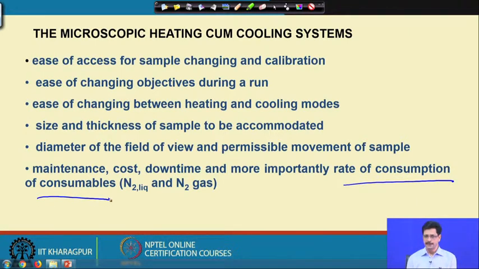We might look a little bit in detail into one particular type of hot and cold stage and what kind of consumables or accessories and peripherals we use there, or you may get it from the standard literature as well.